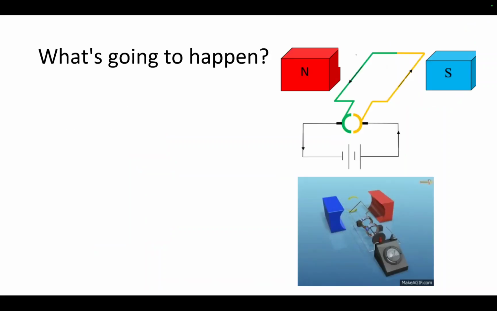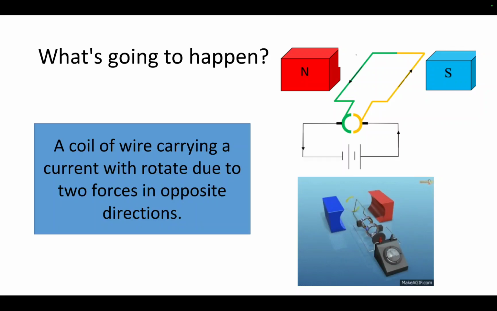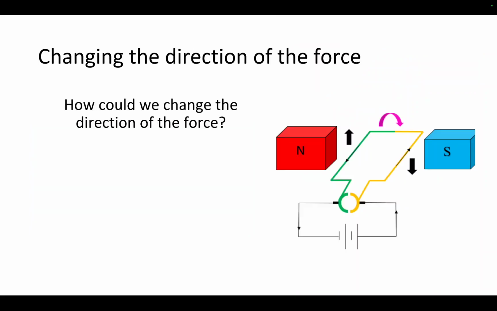Right, let's have a look at motors then. So what is going to happen in this instance? If you want to pause and predict which direction this is going to rotate. A coil of wire carrying a current will rotate due to the forces acting in opposite directions, just like this GIF on the bottom right of the page. So the directions you should have figured out is like this. So this will rotate clockwise.